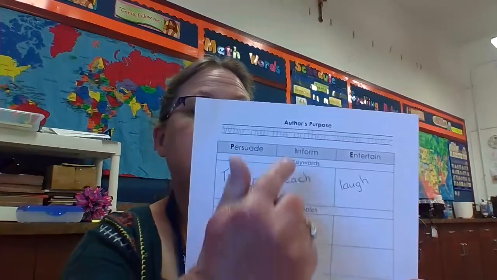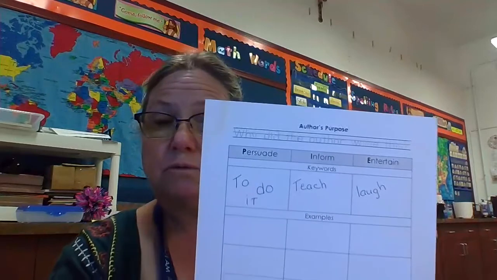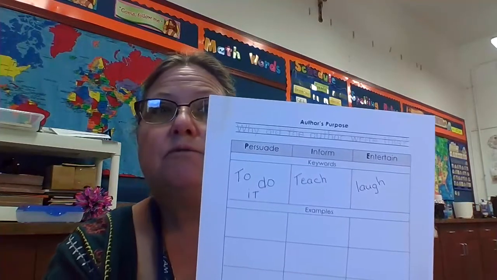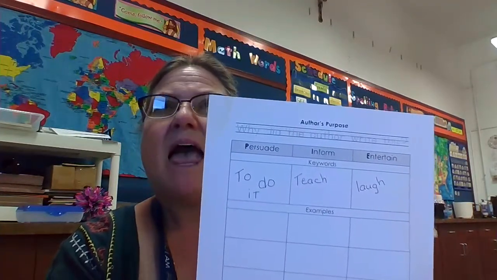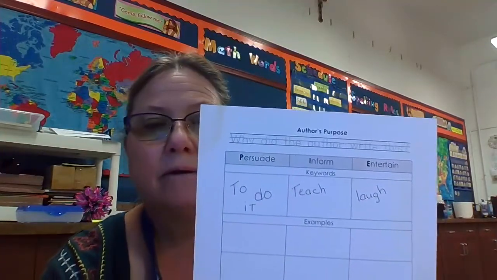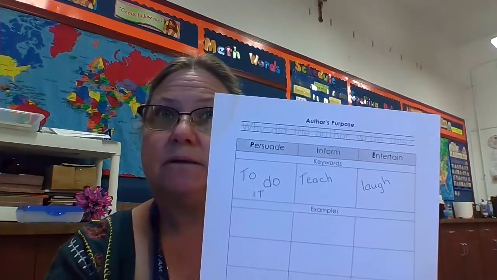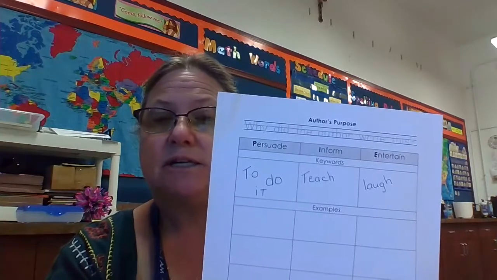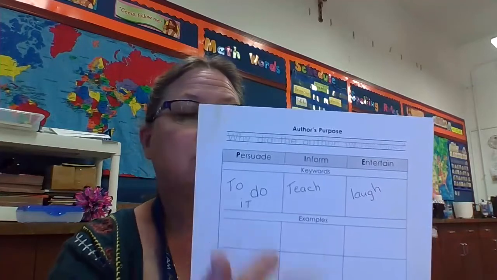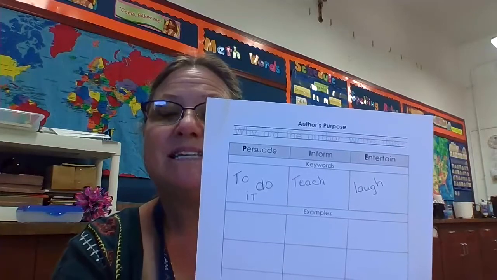Okay, my next box we talked about says inform. Inform means to teach you. So maybe the writer is writing a story about how to make a sandcastle, or how to bake bread, or how to feed your cat. They're teaching you something. So the I for inform means to teach. So I want you to write teach in that box. Go on and pause, and then write teach in that box.